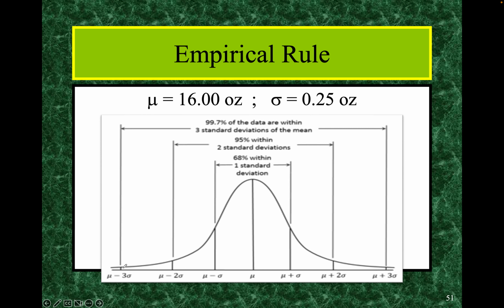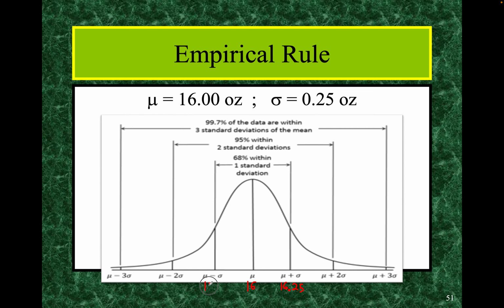I use this pen. We know that the mean is 16, so I'm going to put 16 out here. That's your mean number, and that's your median number as well. If you add one SD there, it becomes 16.25, so we put 16.25 here. And if you minus 1 SD, it's 16 minus 0.25, which becomes 15.75.